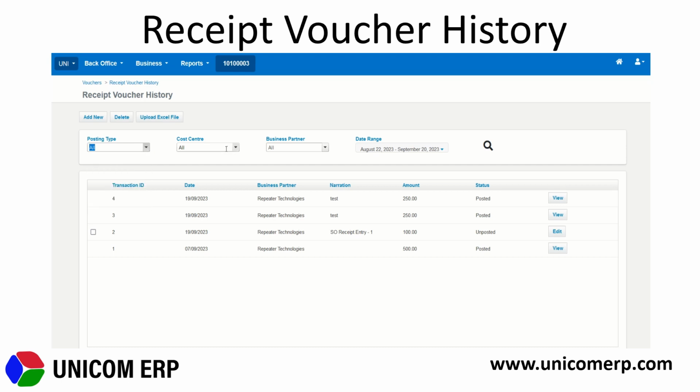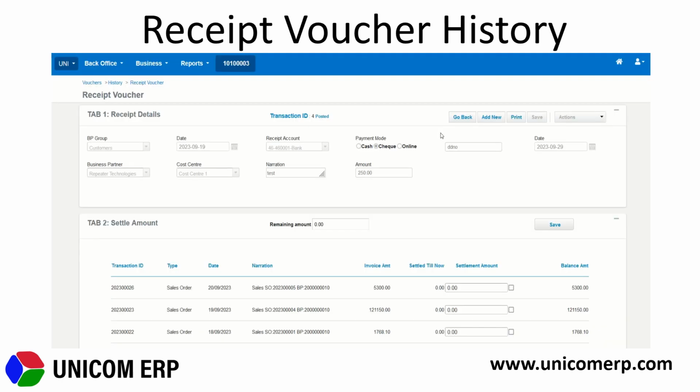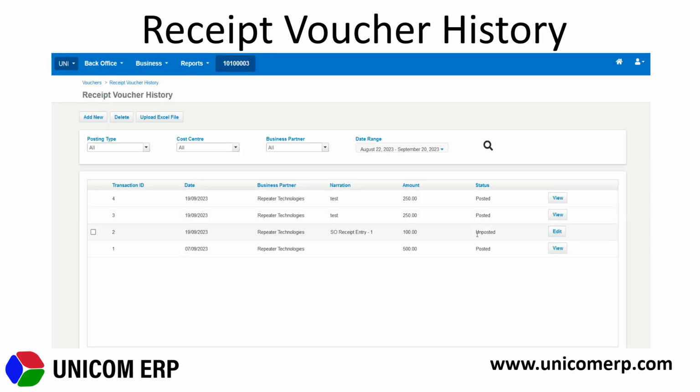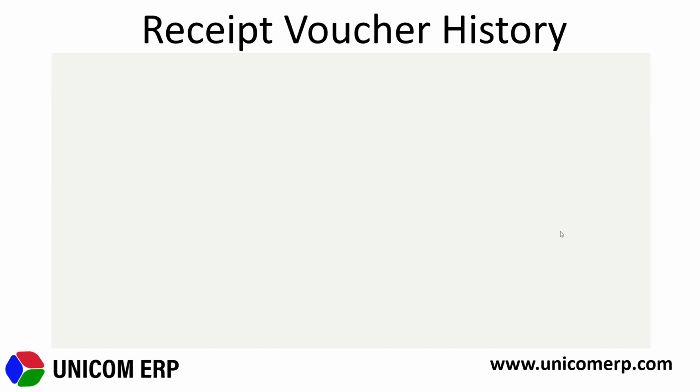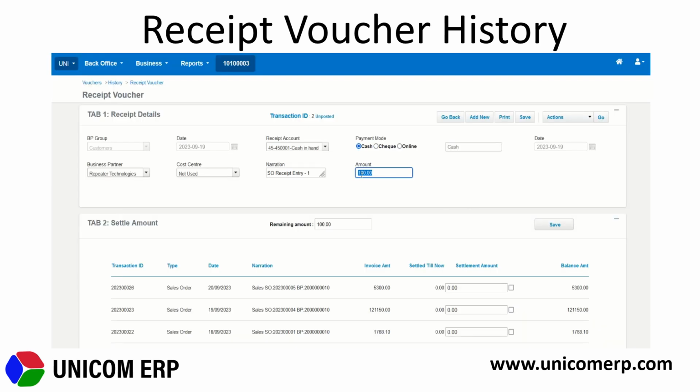Cost centers are categories that you can create to track the expenses and revenues of different segments of your company. Business partners are the names of the customer accounts that you have in your subledger, which record the transactions with them. By clicking on the View button, you can see the detailed view of the entry. If the receipt voucher is not posted, you can see an Edit button at the end of the row. By clicking on the Edit button, you can make any changes on the entry.